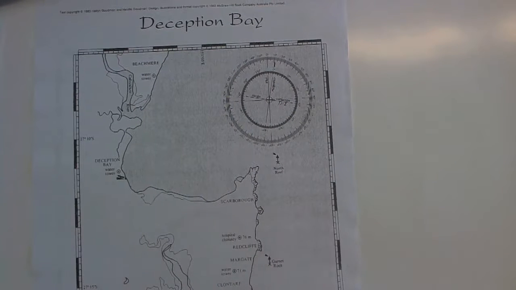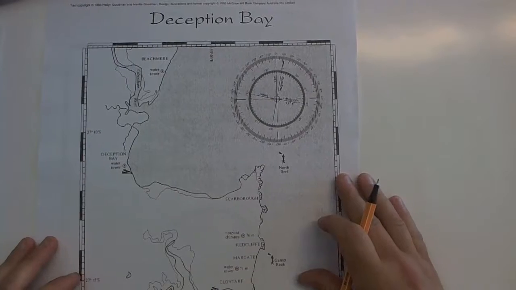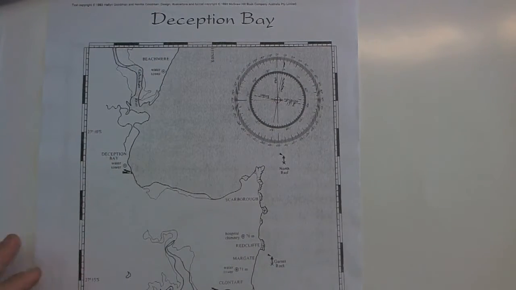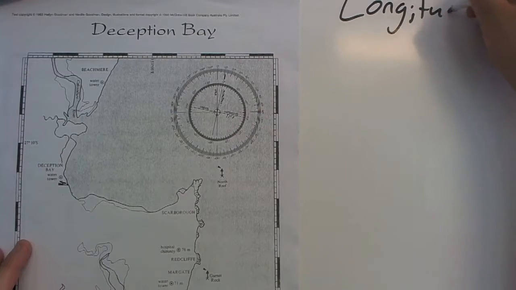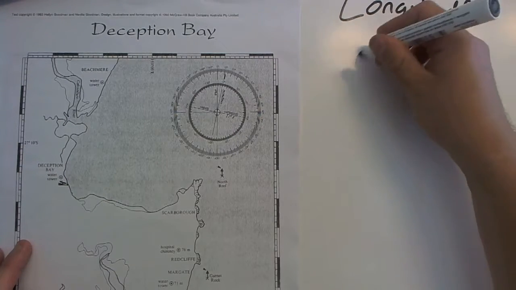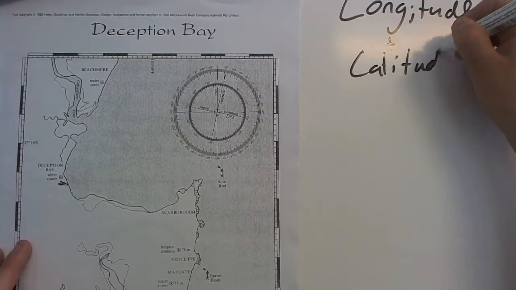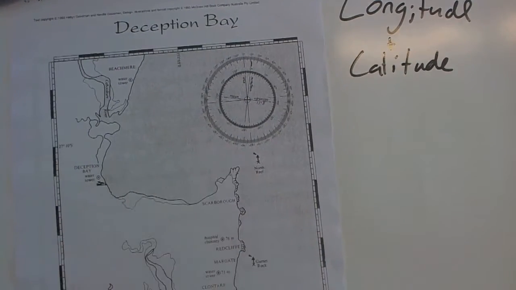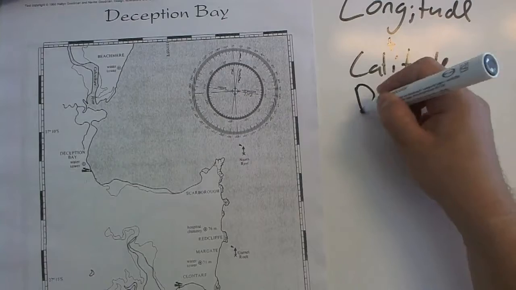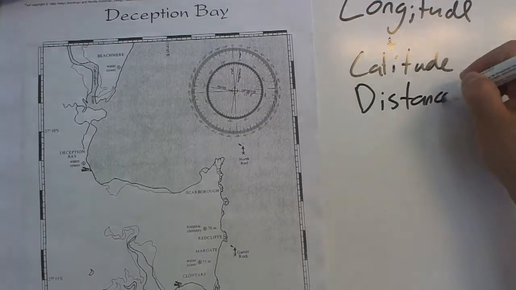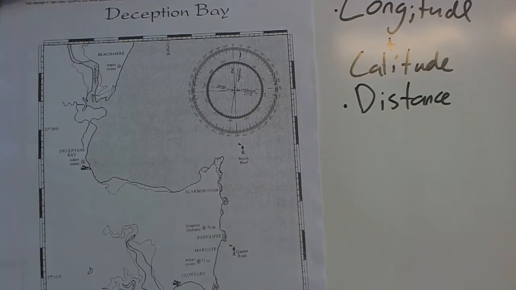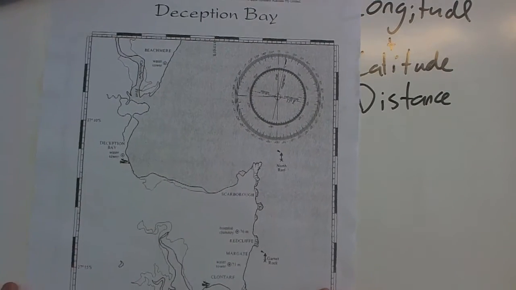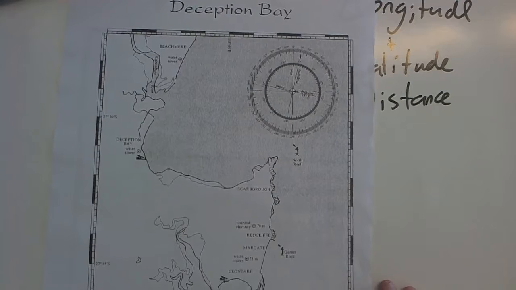Hello, we're going to look at the Deception Bay map, and what we're going to do is look at recording longitude and latitude of various places on here. We're also going to look at the distance between them. So, here is the Deception Bay map.